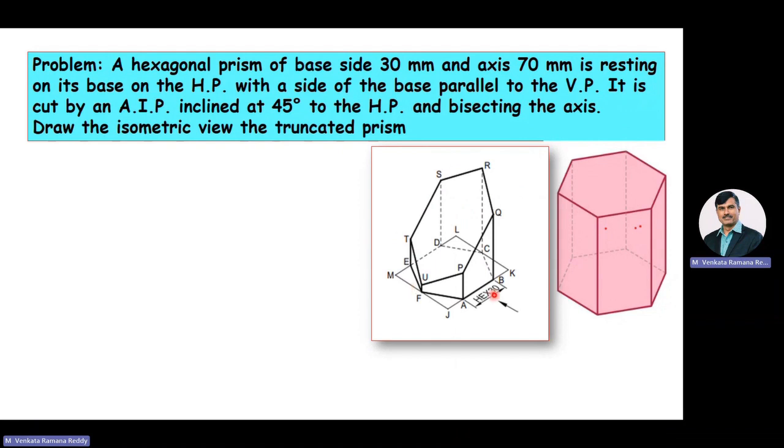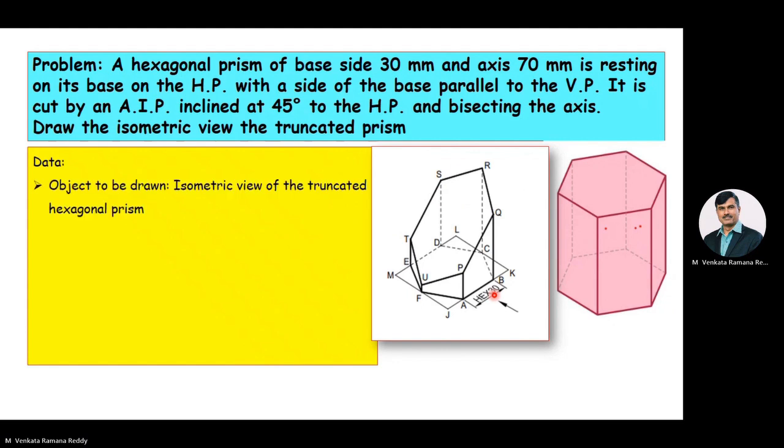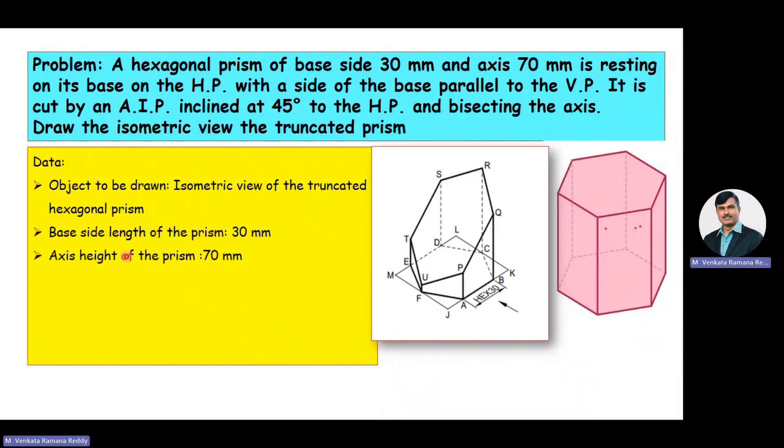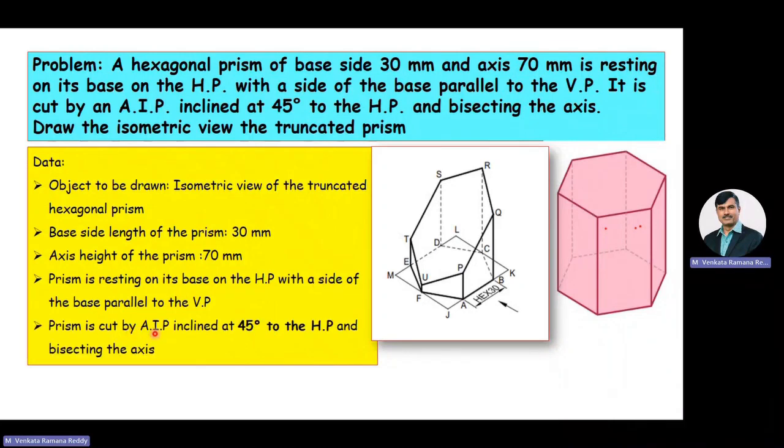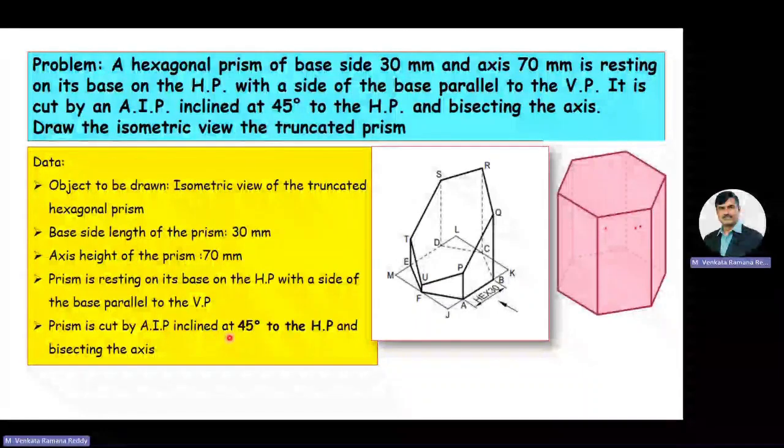Now we'll write the data. Here, the object to be drawn is the isometric view of the truncated hexagonal prism. Base side length of the prism is 30 mm, axis height of the prism is 70 mm. Prism is resting on its base on the HP with a side of the base parallel to the VP. Prism is cut by an auxiliary inclined plane inclined at 45 degrees to the HP and bisecting the axis.